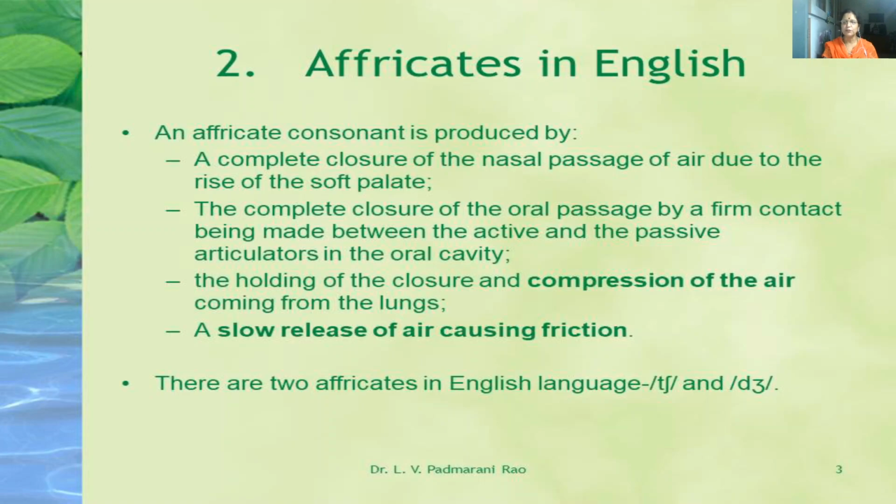In English, we have two affricates, ch and j. So a slow release of air is to be observed: ch, ch, that's right, and j. The tongue touches the teeth ridge. The tongue also touches the hard palate region, completely closing the oral passage of air. Slowly the tongue is to be removed, releasing the air with a slight friction.